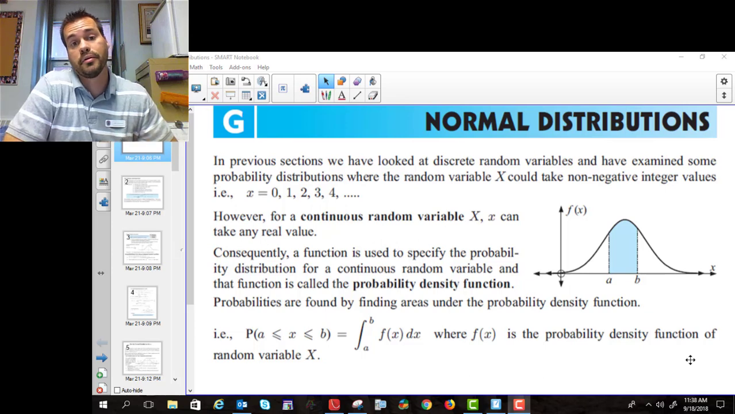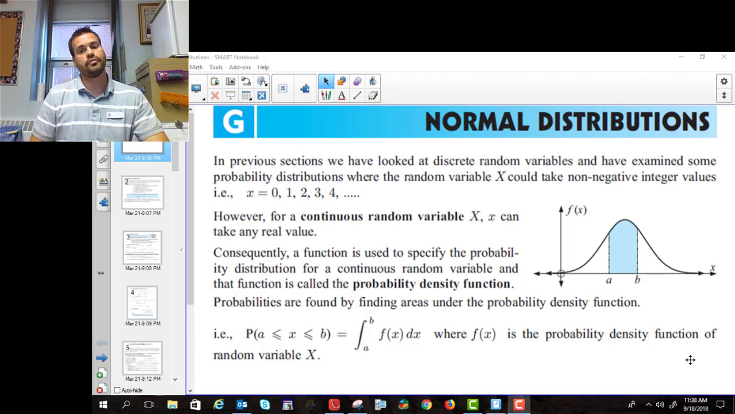All right, so we are going to talk about normal distributions. So we've looked at discrete random variables, and we looked specifically at one discrete random variable, which was the binomial distribution. We've talked also about the fact that there are continuous distributions, and this is the one that we're really going to focus in on.